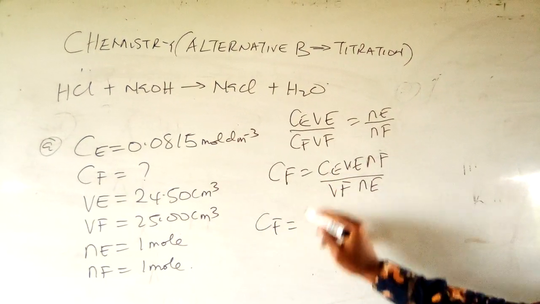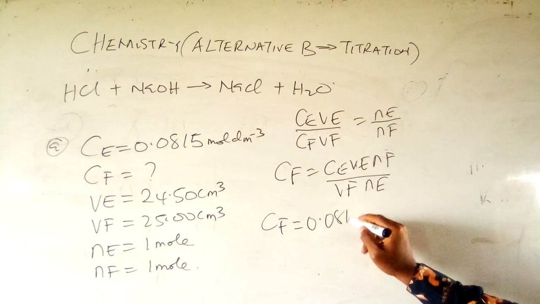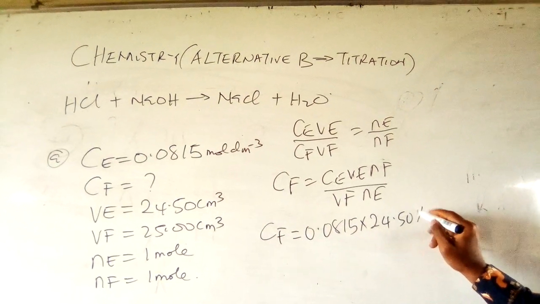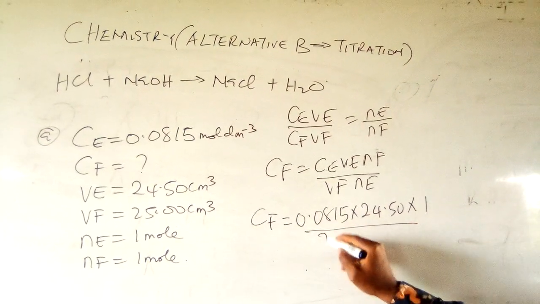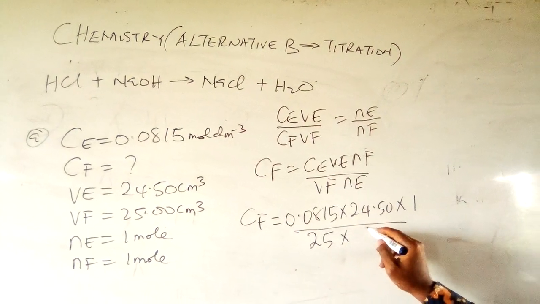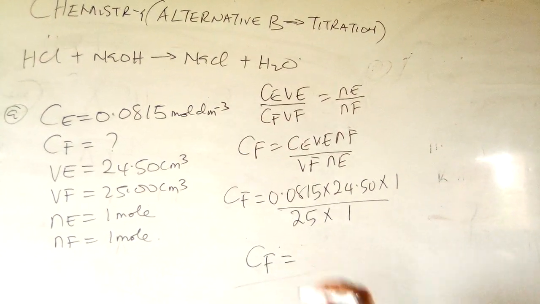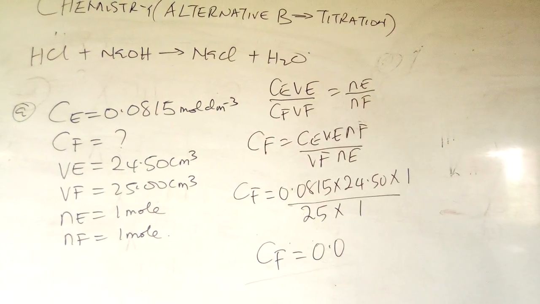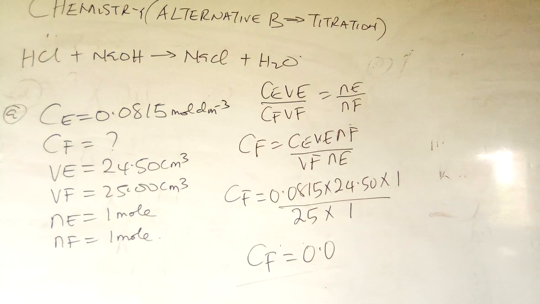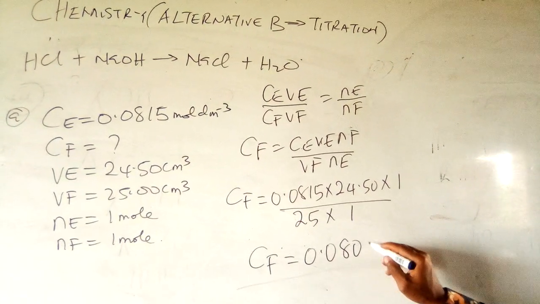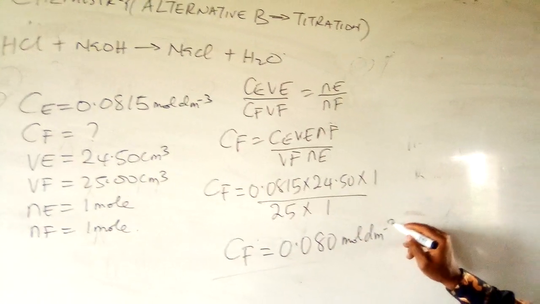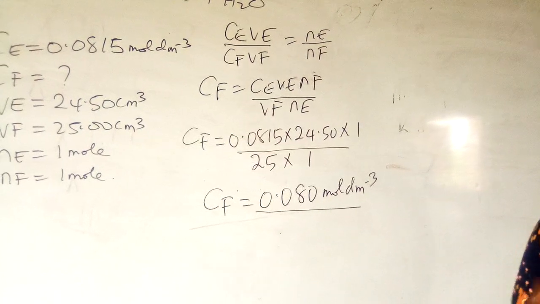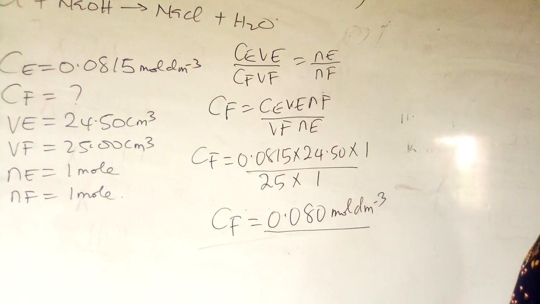We make accurate substitution. CE is 0.0815. Our VE is 24.5. Our NF is 1. Our VF is 25. Our NE is 1. So what is the final answer? Who has a calculator? Do it. 0.0 what? 8. On the dot? 0.08 mole per dm cube. So this is the base concentration. You see that the answer tallies with the first one we did, to say that the solution is homogenized. It's a standard solution.